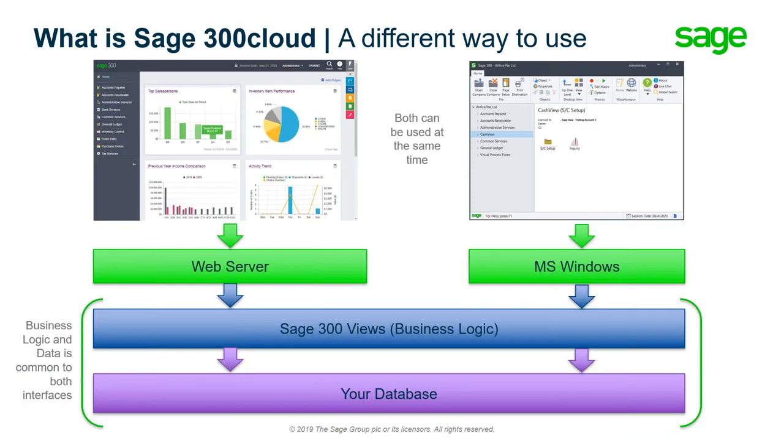So there is no necessity to worry about whether, if I were to move to Sage 300 Cloud, I will have to redo all my security because I do not want this user to do things that they are not allowed to do. Essentially, what they can do in the past is exactly what they can do if they were to use the web interface.